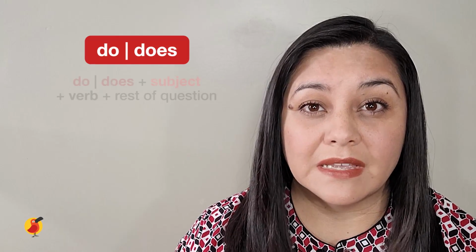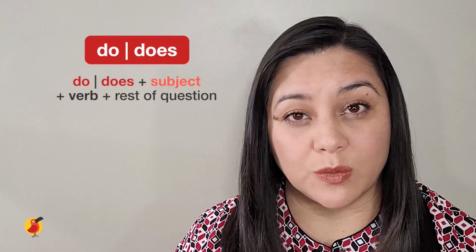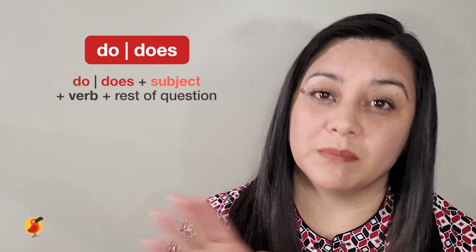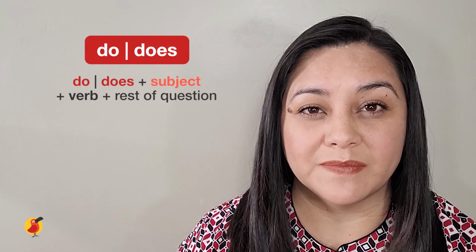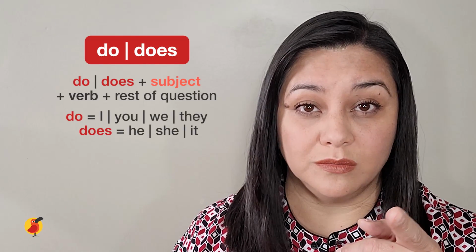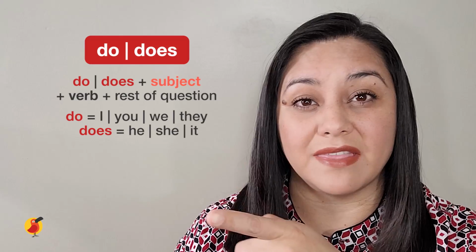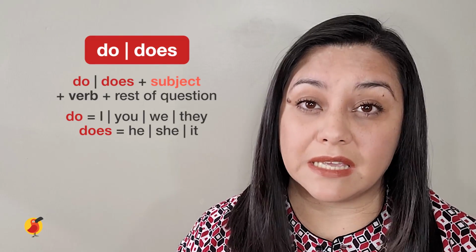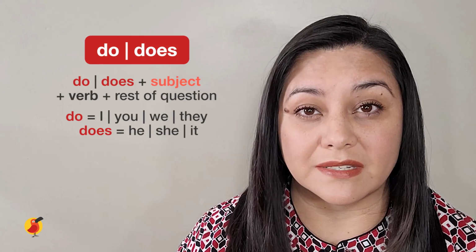The second way in which you can ask a question is by using do or does. This is the formula. Do or does plus the subject plus the verb plus the rest of the question. You use do when you're referring to I, you, we, and they. And you use does when you're talking about he, she, or it.